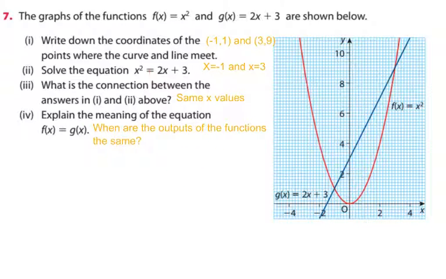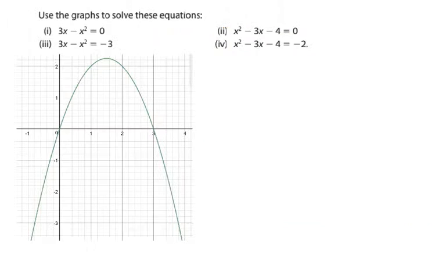Okay, and the last section we will have a look at. Now, the first part of this you've seen before: use the graphs to solve these equations, 3x minus x squared. In the question it does say y is equal to 3x minus x squared. That's what this function is, and we're trying to work out where it is equal to 0. Well, it's equal to 0 at x equals 0 and x equals 3.